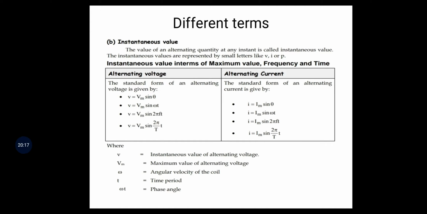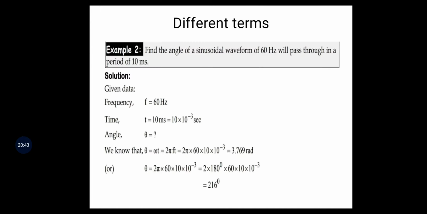Here small v equal to the instantaneous value of alternating voltage. Vm equal to the maximum value of alternating voltage. Omega equal to the angular velocity of the coil. Here T equal to the time period. Omega t equal to the phase angle.